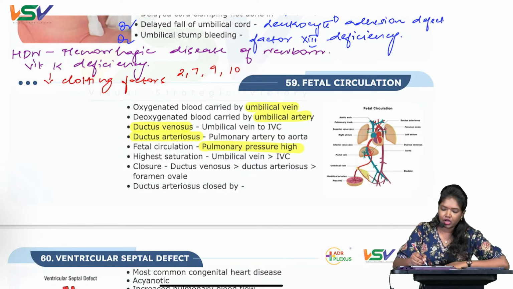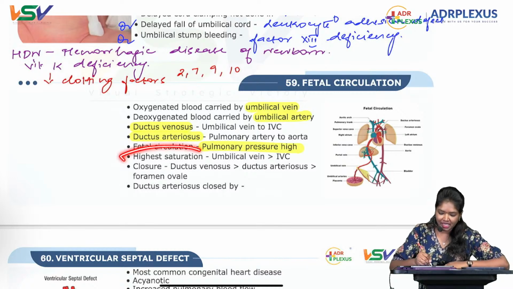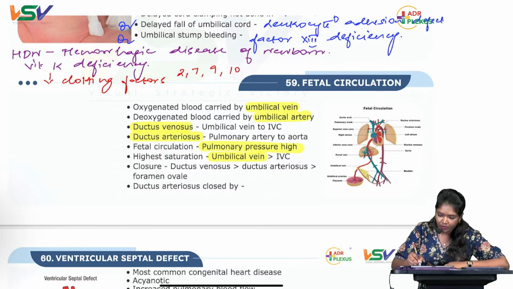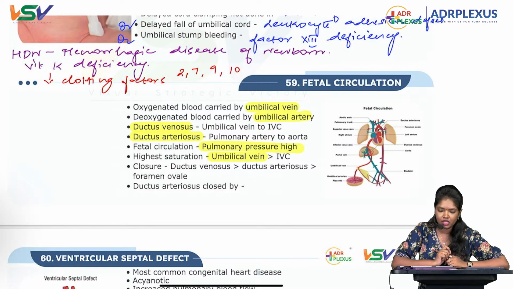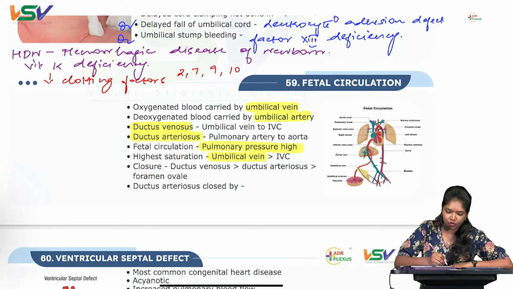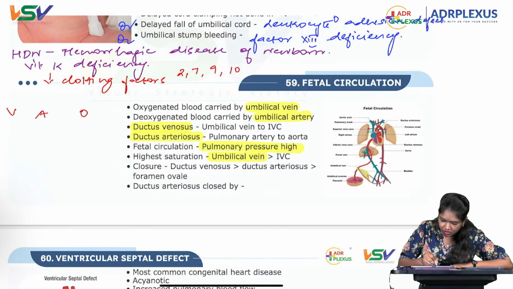Okay. Now, among all the vessels, which vessel has highest saturation? Who is coming from the placenta? The one with the highest saturation is the umbilical vein. Umbilical vein has the highest saturation. See, each and everything here is an MCQ. Okay. So the order of closure is ductus venosus followed by ductus arteriosus followed by foramen ovale. So the mnemonic is VAO.